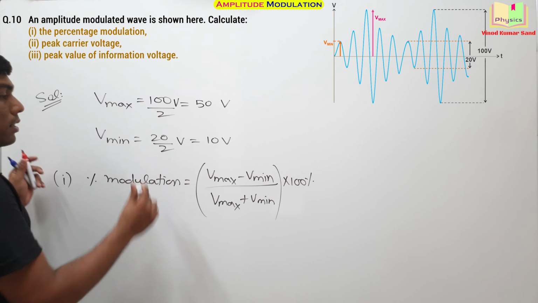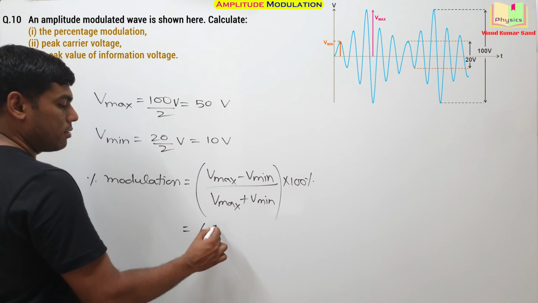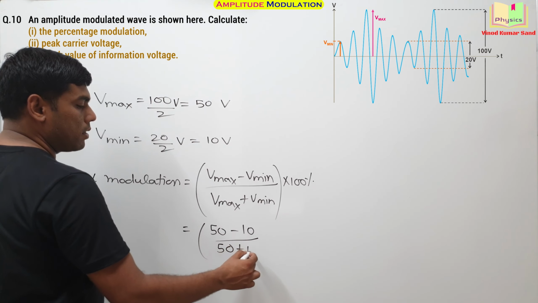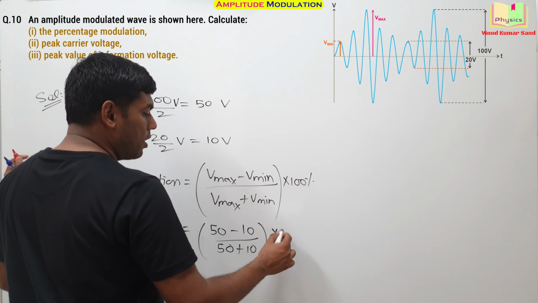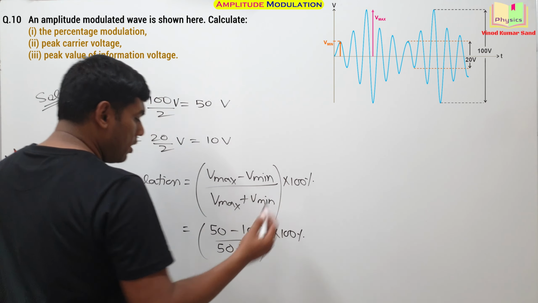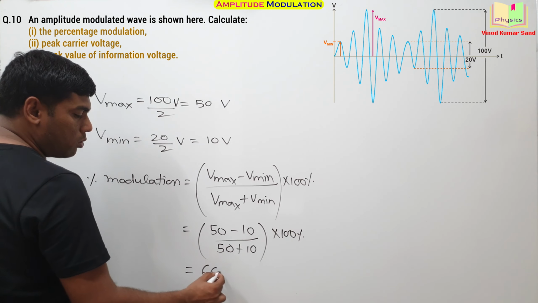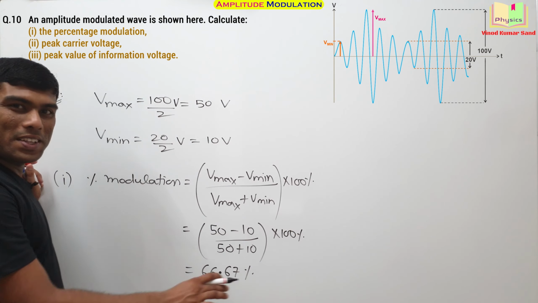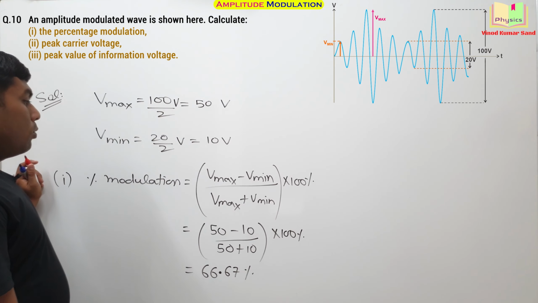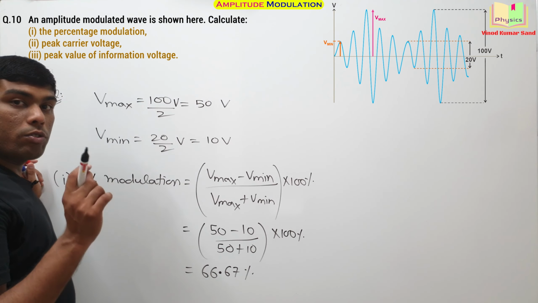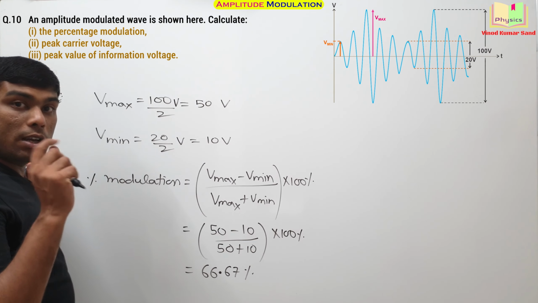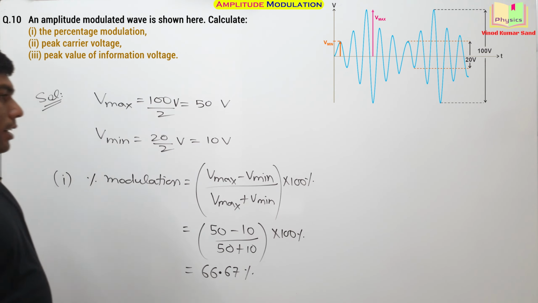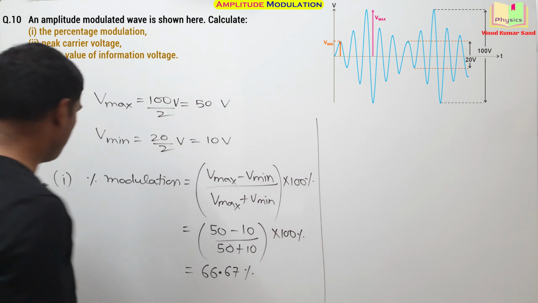So I am putting up the data. Vmax is 50, Vminimum is 10, divided by 50 plus 10, into 100%. Do the calculation, it will come out to be 66.67%. Okay. Now we have to find the value of Vc and Vm, the peak voltage of the carrier and the peak voltage of the message signal. That computation I am doing here.